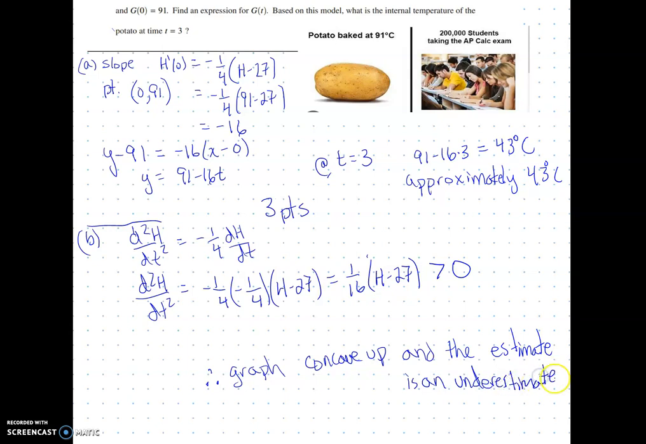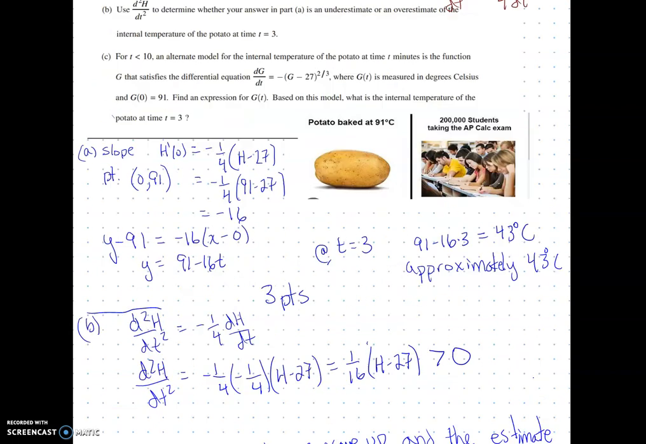That was one more point for you, bringing your total to 4 points. Finally, letter C. It gives me a new differential equation. It says for t less than 10, an alternate model for the internal temperature at time t minutes is the function g. So this is a new dg/dt, a new differential equation. They're just throwing this one out there.